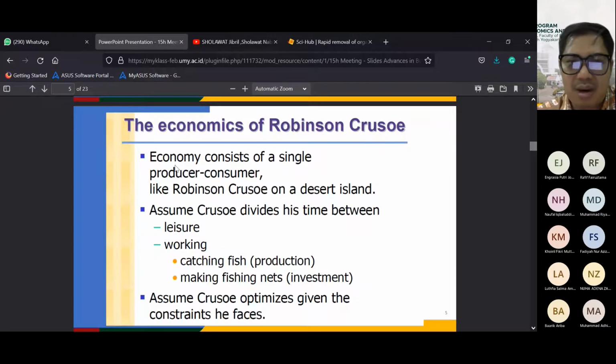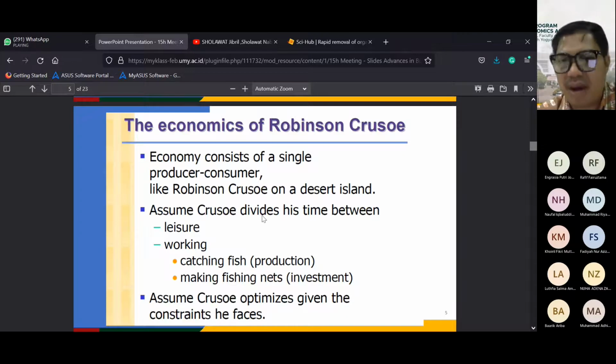Yeah. So according to him, the economy consists of a single producer and consumer, separated from each other. The producer is the other side of the consumer. There are no connections, like Robinson Crusoe on a desert island.